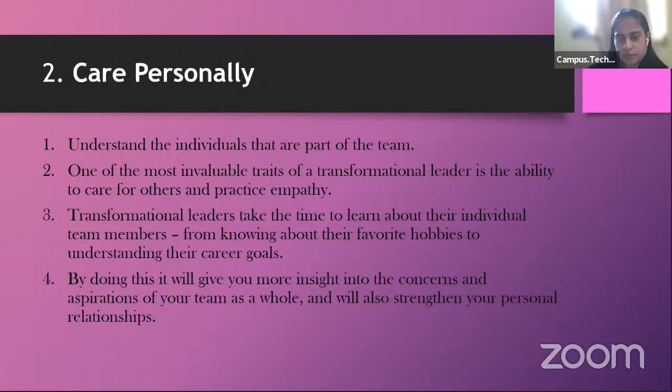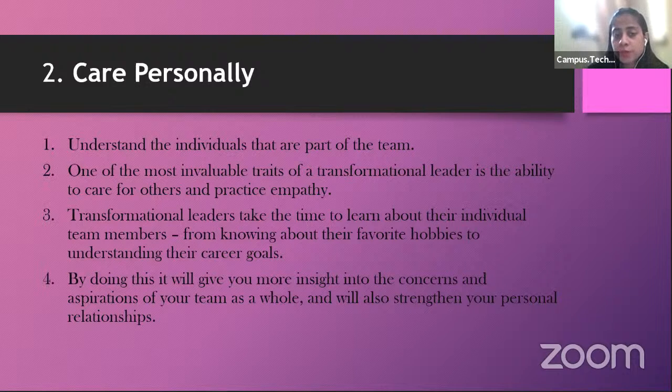Next is care personally. This leadership style is where the leader has a personal touch, a personal relation with all the individuals in the team. He tries to know them. He tries to understand that person. He talks to that person at regular intervals to know what motivates them. Are they facing any problem? So it is a leadership that gives importance to building relationships. It's not just task-oriented leadership. It is behavior-oriented leadership. Understand the individuals that are part of the team. You need to understand each and every individual who acts as an important part of the team.